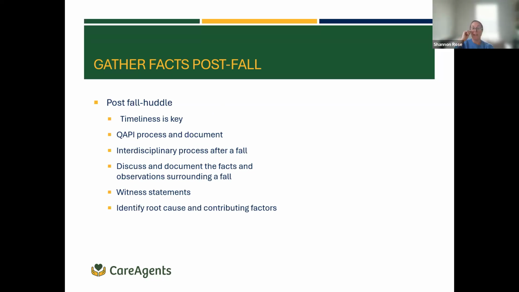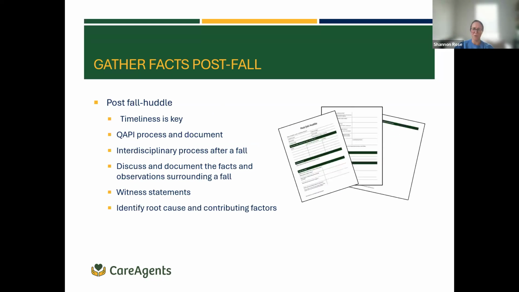A process we recommend that can really help to gather facts in a timely manner after a fall is a post-fall huddle. The post-fall huddle serves as an interdisciplinary and QAPI process aimed at gathering information immediately after a fall to reduce future fall risks. Huddles can facilitate timely collaboration of your frontline staff and any witnesses to discuss and document the facts and the observations surrounding a fall. Conducting the huddle promptly ensures precise reporting and can preserve crucial information that could otherwise be lost.